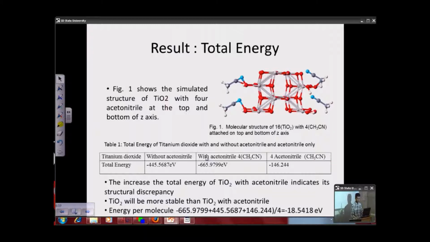Here you can see on the left hand side we have TiO2 with acetonitrile on top and bottom of z-axis. We can see here I have analyzed the total energy. The total energy without acetonitrile, that is just for TiO2, is given by this value, that is 445 electron volt. And with acetonitrile we can see the rise in total energy, which is due to the structural discrepancy, so that we can say the titanium dioxide alone is more stable than with acetonitrile.